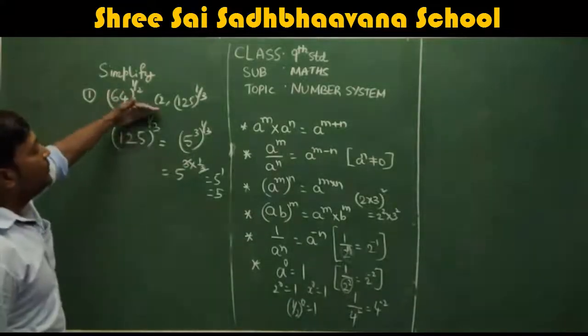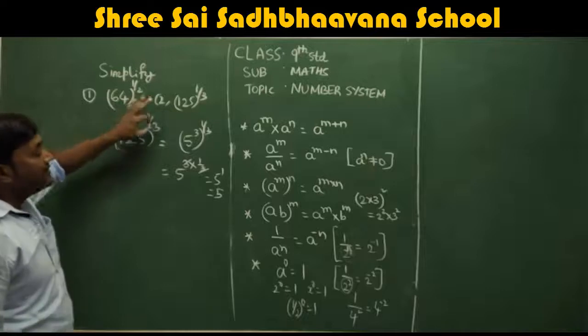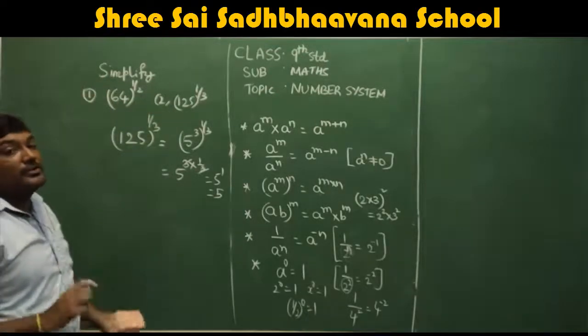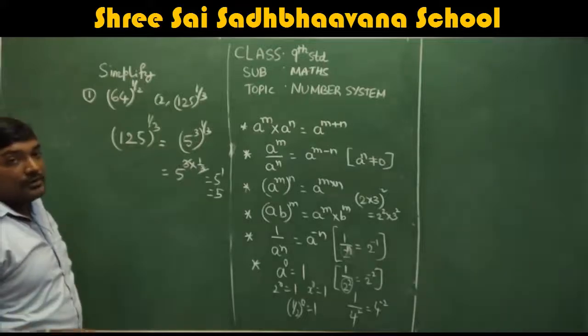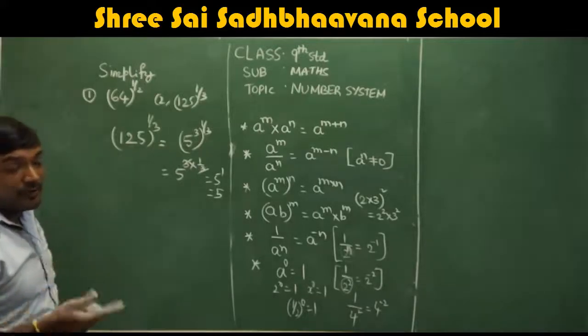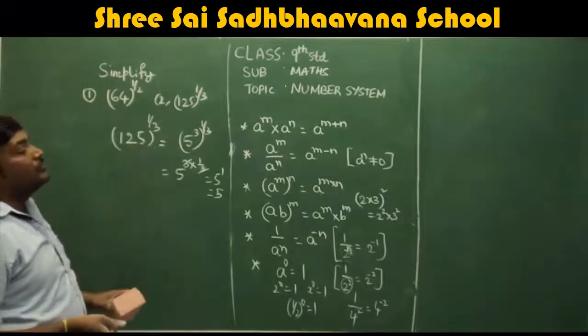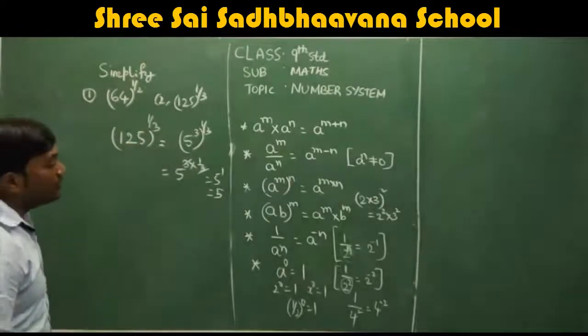125 whole power 1 by 3 can be written as, see here 3 is there. So which cube will give you 125? You should remember that. Which cube? Will it give with 2? Will you get with 4? Will you get with 3? Will you get with 5? Check it. So we'll get with 5. So 5 5s are 25, 25 5s are 125.